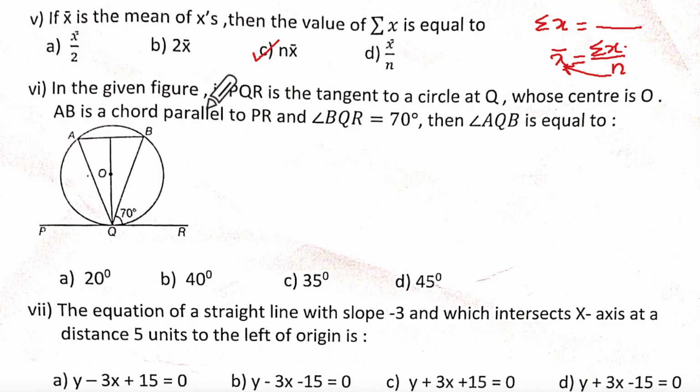Then we come to sixth one. In the given figure, PQR is the tangent to the circle at Q, and the center is O. AB is a chord parallel to PR. So this is parallel to this. You'll have to show a quick diagram. And BQR is 70. Then AQB, they are asking for this.